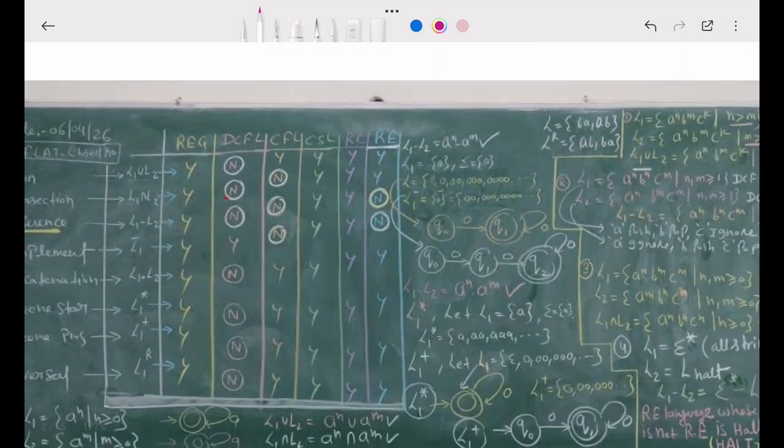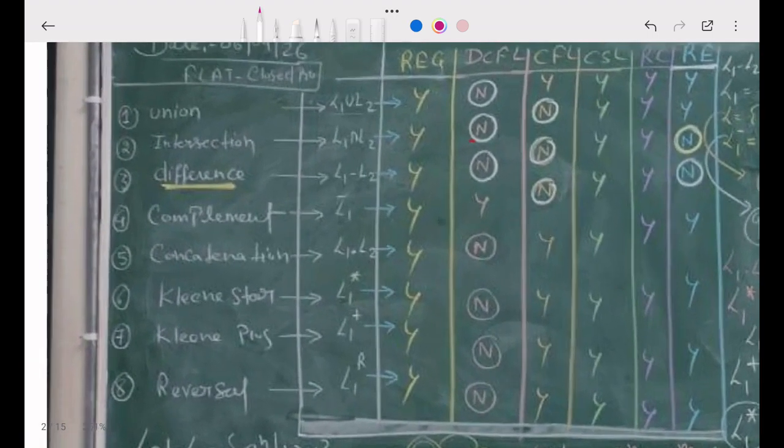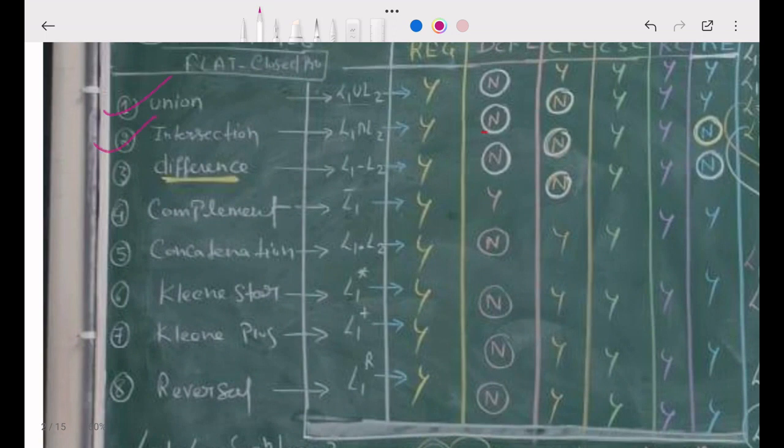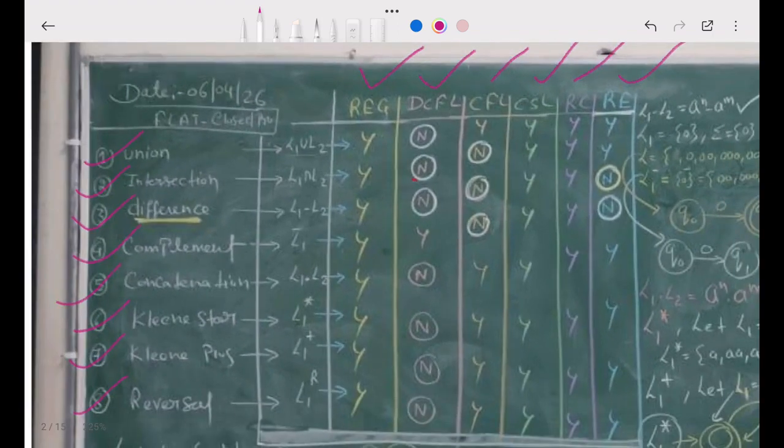Now we explained about the regular language as well as DCFL, that means deterministic context free language, and non-deterministic context free language, CSL, the context sensitive language, and the recursive, and the recursive enumerable language. We solved for union as well as intersection, difference, complement, concatenation, Kleene star, Kleene plus, as well as reversal.